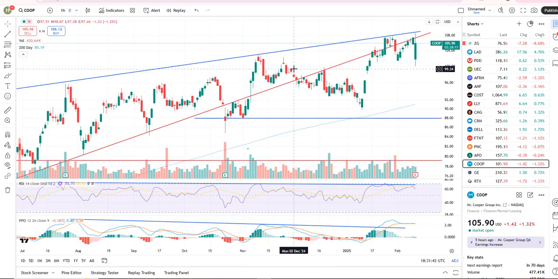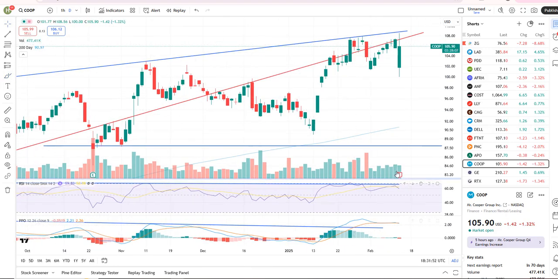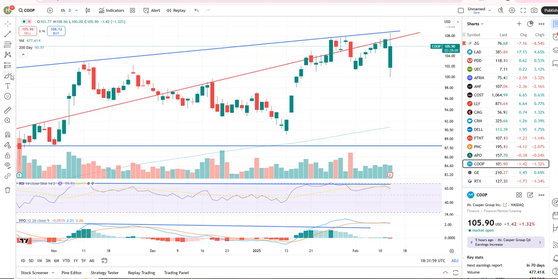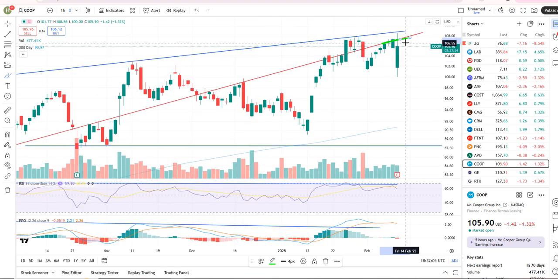This one's interesting to me. Coop. They are in the finance, rental, and leasing space, so real estate essentially, very interest rate sensitive. They reported earnings today, which I believe were negative. Let me look. Kind of mixed, I guess. They gapped down. They've been rallied up though since with the rest of the market, but rallied back into resistance. So I believe that should get sold into from those levels and continue lower.